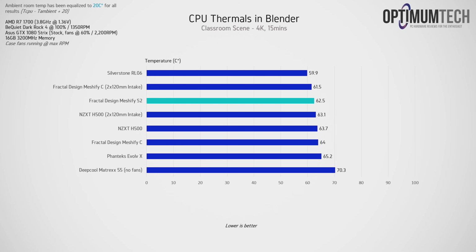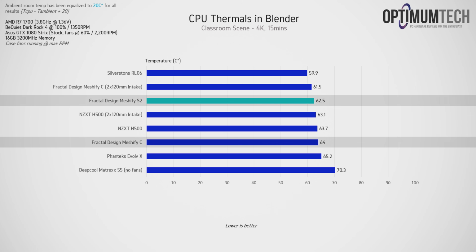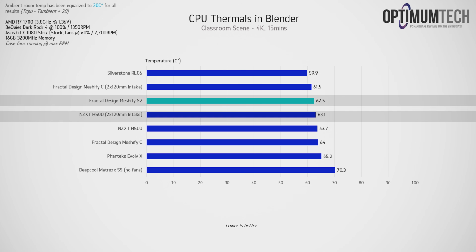CPU thermals are pretty close between the two, and again this is with a slight overclock on the Ryzen 7 1700 with the Dark Rock 4 cooler. And with the Meshify C running 2 intake and 2 exhaust fans, that does beat the S2 by a single degree, but nothing really significant.